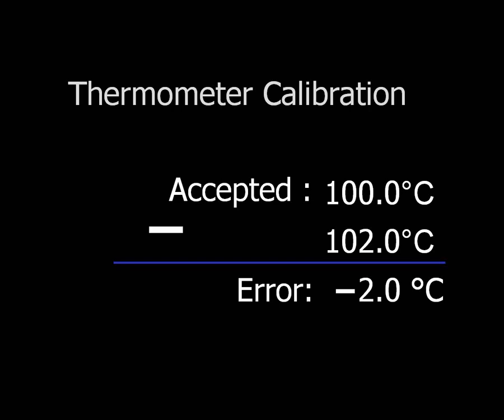The reason the sign is important is because sometimes thermometers can read too low or they can read too high. Because our thermometer is reading too high, that means we need to subtract 2 degrees. That's what the negative sign is telling you.